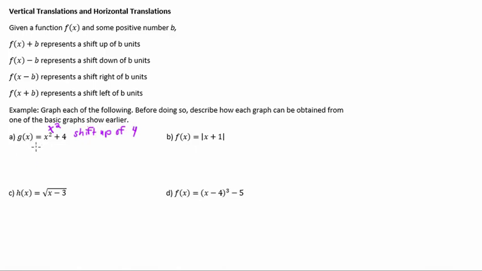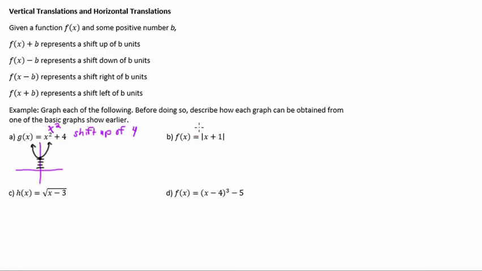Okay, and then I can graph this because I know what a parabola normally looks like. It's a U that opens up. I just need to shift it up 4 so that my vertex is at (0, 4). And then it goes in a U shape opening up. Now that's a pretty rough sketch, but you hopefully get the idea.